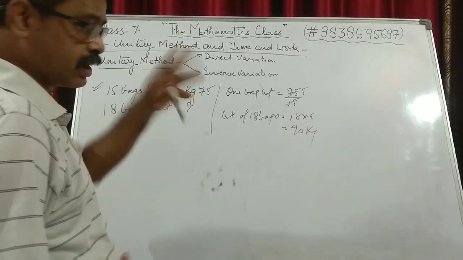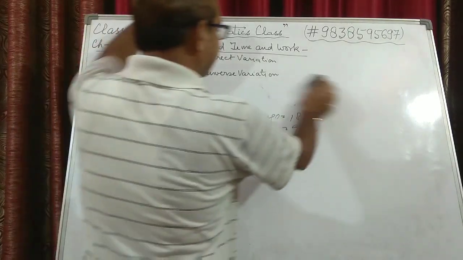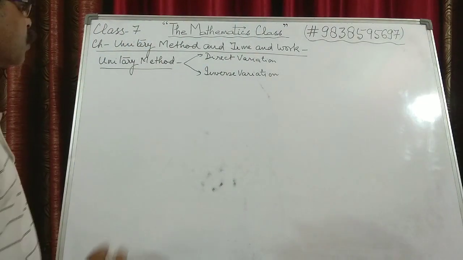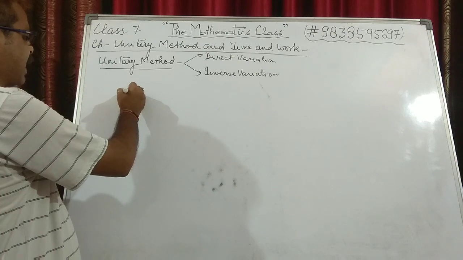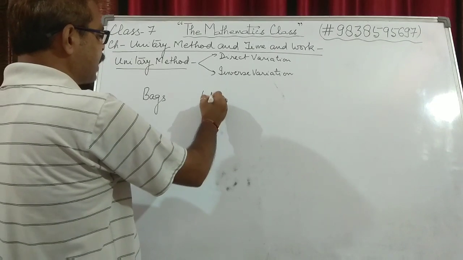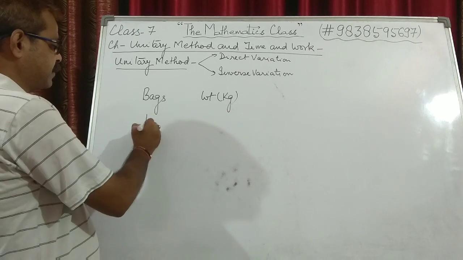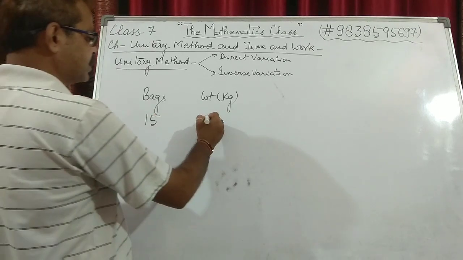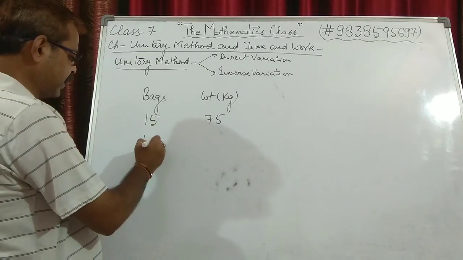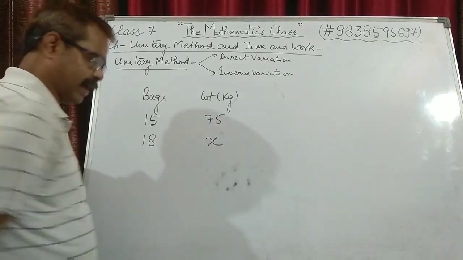This question itself can be done in a better method or in a different way. That is easy also. What is that method? We have two quantities. First is bags, and the other is weight, in brackets kg, because weight is measured in kgs. Now they say that 15 bags weigh 75 kg. We have to calculate the weight of 18 bags. We don't know it, so we will assume it as x.